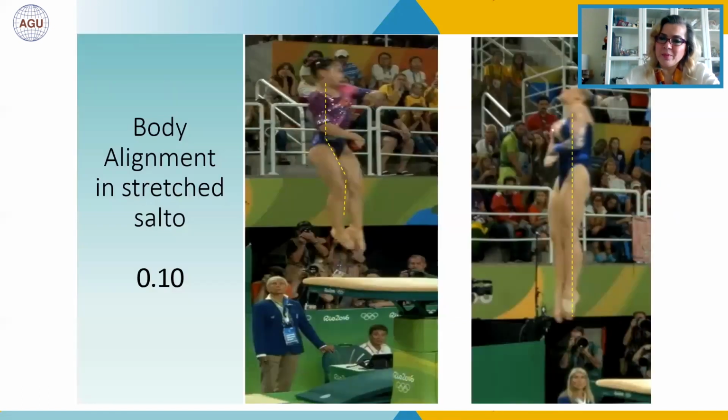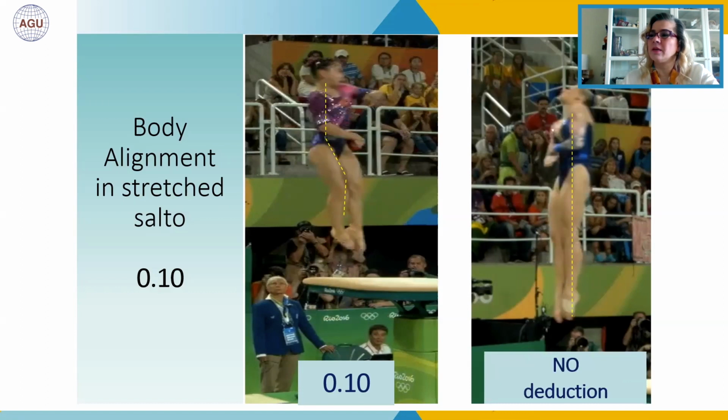Now, if we talk about the body alignment in the stretched salto, as you can see in the picture here, when all the body points are on one line, which is body alignment, there is no lack of body alignment and no deduction. And here, as you can see, there is not a straight line through the different body points, and that's why she receives a 0.1 deduction, and this is the only deduction, maximum 0.1 for body alignment. So for the first picture there is a 0.1 deduction, and for the second one, quite a straight body, no deduction.